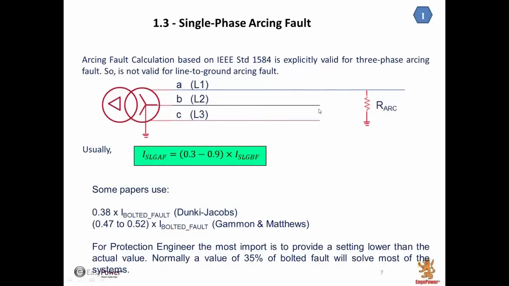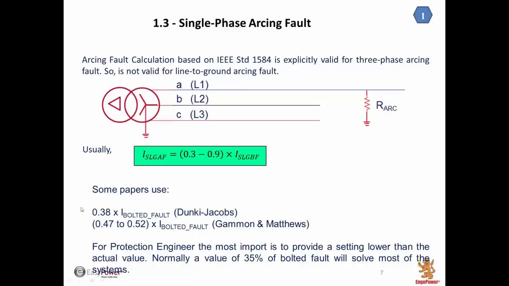Single-phase arcing faults normally have a value lower than the bolted fault. And how lower it is, about 30 to 90% normally. As a good guess, or good estimation, we can say that it is about 50%.